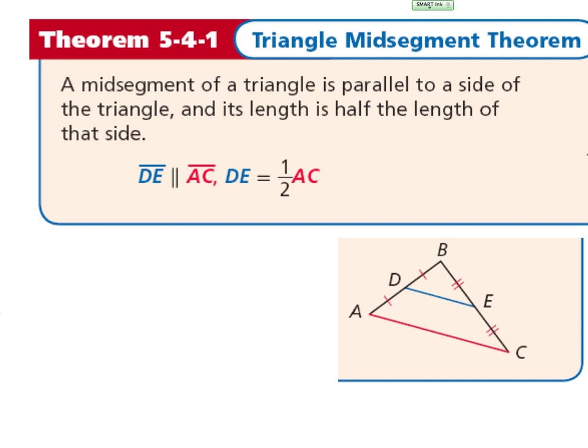The mid-segment of a triangle is parallel to a side of the triangle, and its length is half the length of that side. So which part's the hypothesis? Well, you have to have a mid-segment in a triangle, so that's why I put the picture as the hypothesis, and then the conclusion, I wrote it into kind of symbols. The way I labeled it, DE is parallel to AC, and DE is half of AC's length.